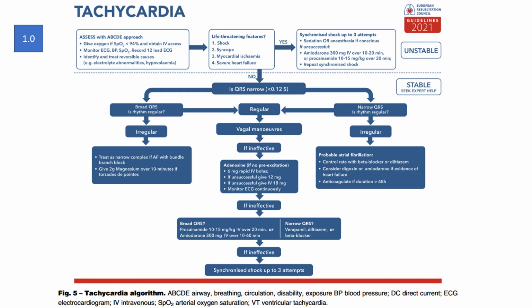Then in 2021 they came out with this one. Again, same concept: if they're unstable, go to cardioversion or give amiodarone, and if not, here they go on. If it's broad, well, then it depends on whether it's irregular or regular. So if you have a regular one, no matter whether it's broad or not, the regular narrow and wide ones all get adenosine, right?